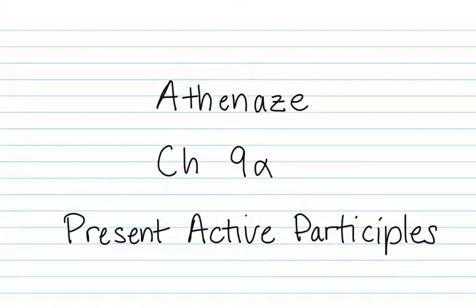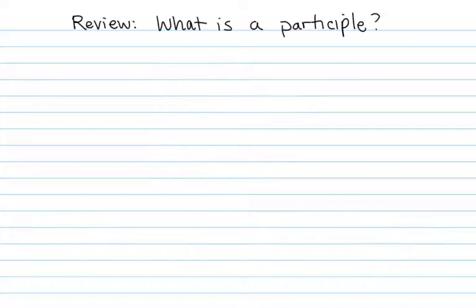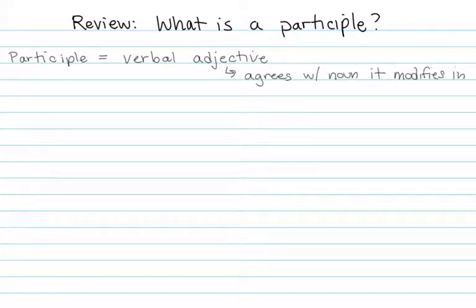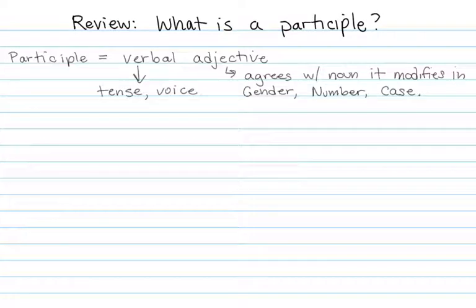Welcome to Athanasia, Chapter 9 Alpha, in which we learn the present active participle. So just a quick review on what is a participle. As we learned in Chapter 8 Alpha, a participle is a verbal adjective. As an adjective, it must agree with the noun it modifies in gender, number, and case. As a verbal adjective, it shows tense and voice.